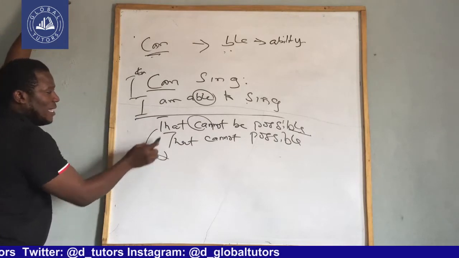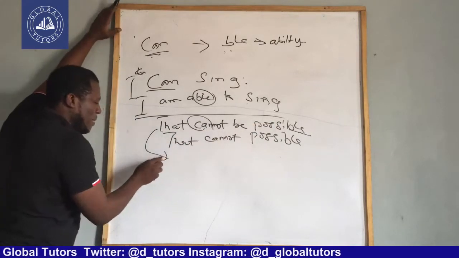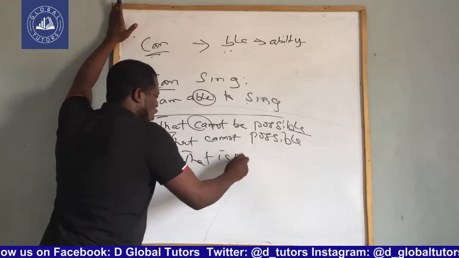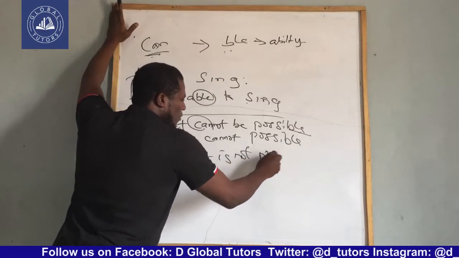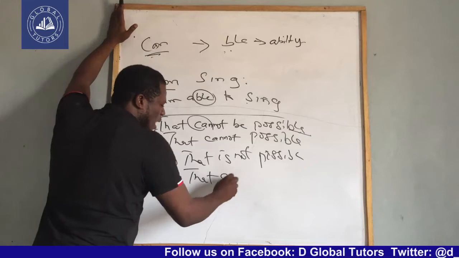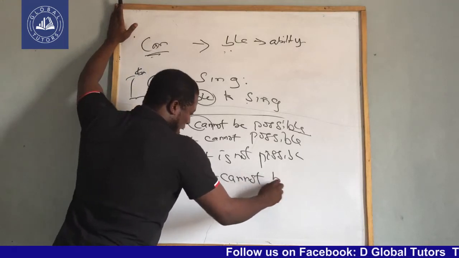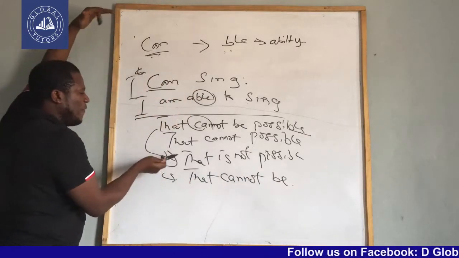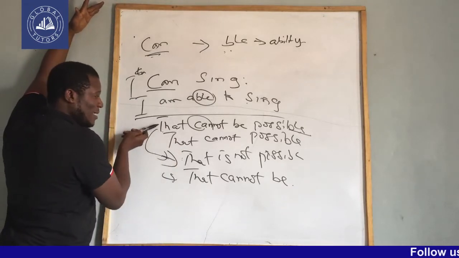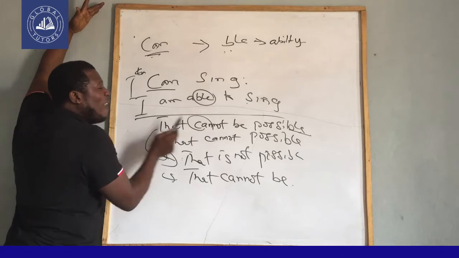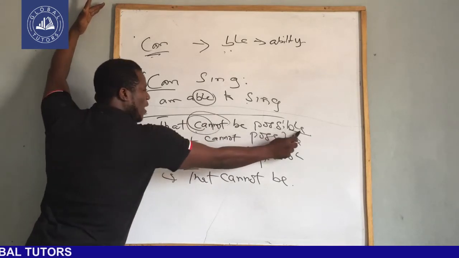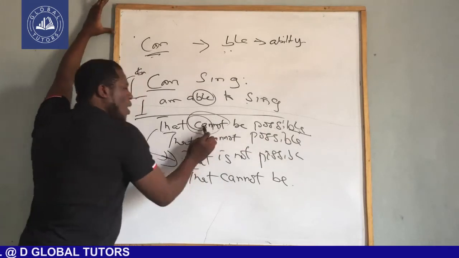Now let me rewrite this. "That cannot be possible" can simply be rewritten as "that is not possible". You can equally say "that cannot be". So you see that we have successfully rewritten this sentence, avoiding the combination of these two. So when we stuck to this, we avoided this, and when we stuck to this, we avoided it.